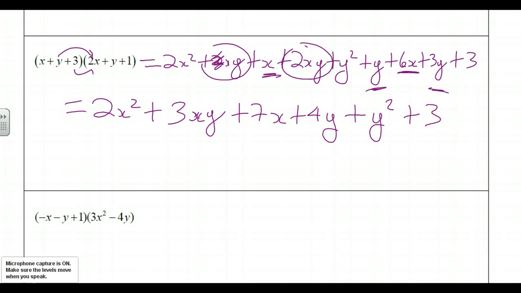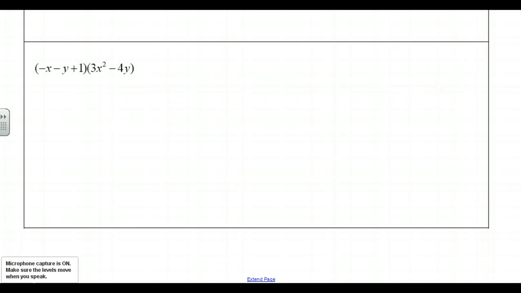Okay, I leave you to do the next one. How many products are you going to get before you collect? 6. Okay, so do it. I shall pause. And 1. Okay. Biggest thing to watch out for is 2 things. Number 1, you're going to get 6 products. Number 2, watch out for the signs.